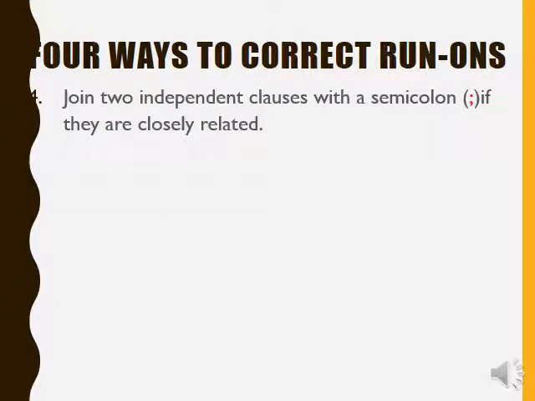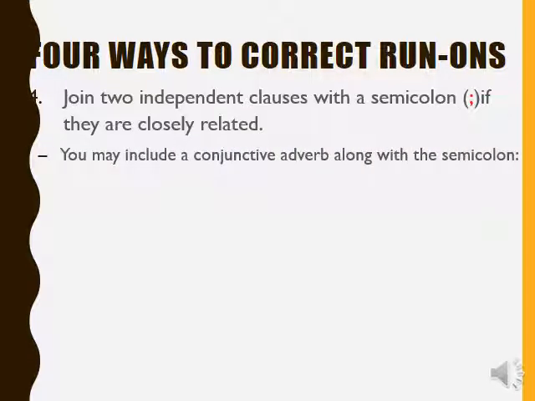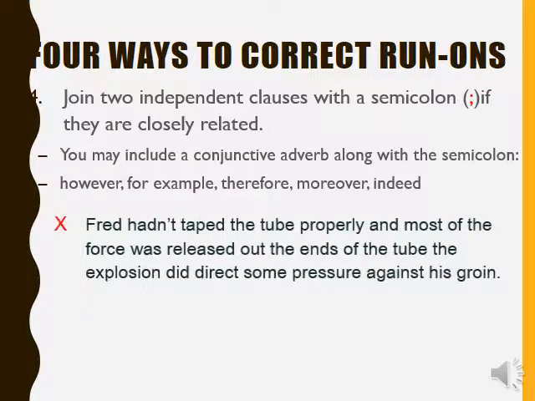Number 4, we can join two independent clauses with a semicolon if they are closely related. What do we mean by closely related? We mean if these two clauses are related maybe in meaning or in anything else. So we might add a semicolon. This is the semicolon that you can see here between brackets. You may include a conjunctive adverb along with the semicolon, like however, for example, therefore, moreover, indeed. These are called conjunctive adverbs.